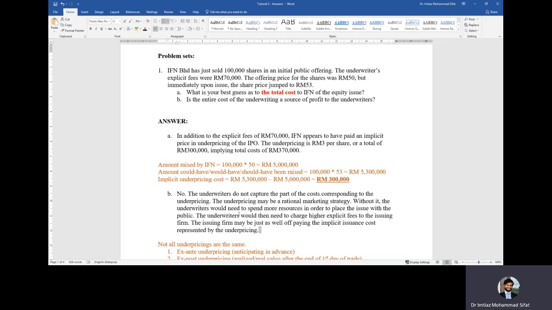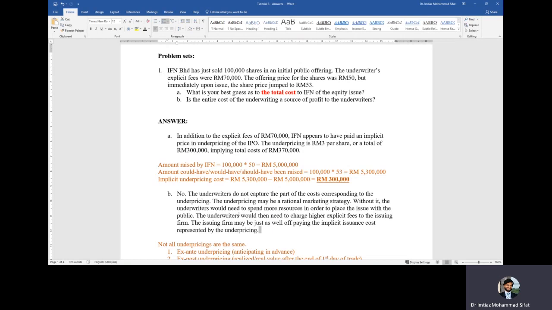So in a sense, from the company's perspective, this is telling them that investors are willing to pay 53 for this. So why didn't we issue the IPO at 53? We could have, we should have, and maybe we would have raised that if the underwriters were helpful enough or more skillful enough. So this extra amount that they were not able to raise is an implicit cost for the company, which is contained in the underpricing amount.